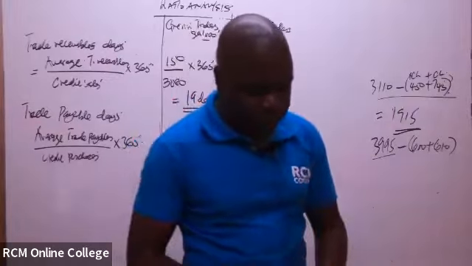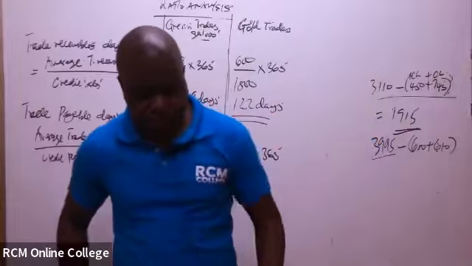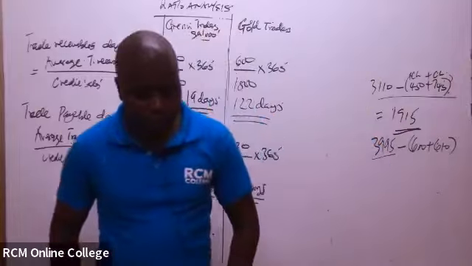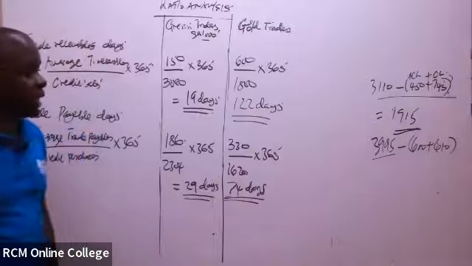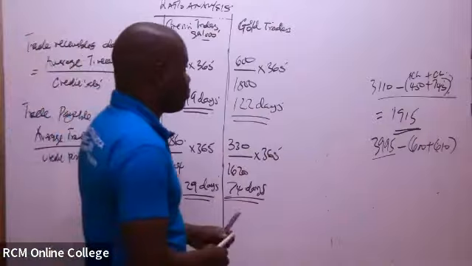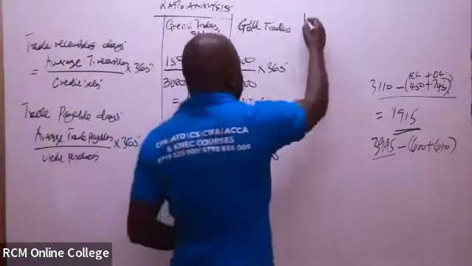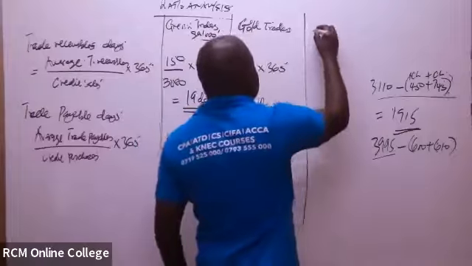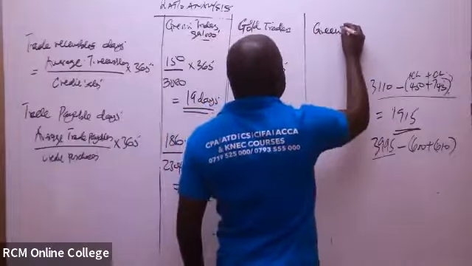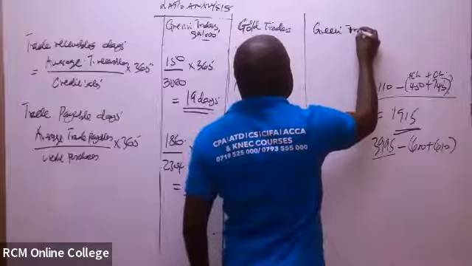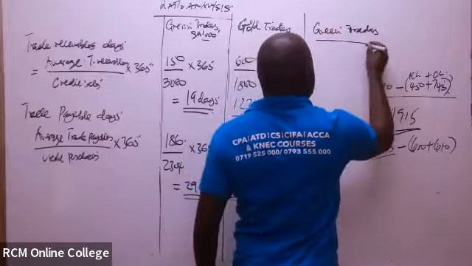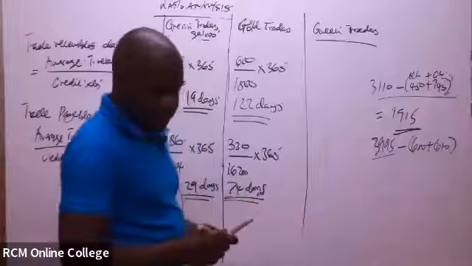So we can write a comment about the profitability. You can start with the first one, green traders. How are they performing in terms of profits? We can start with the first one, green traders.